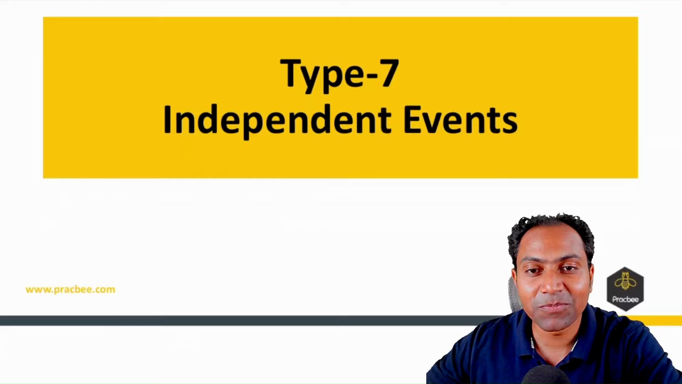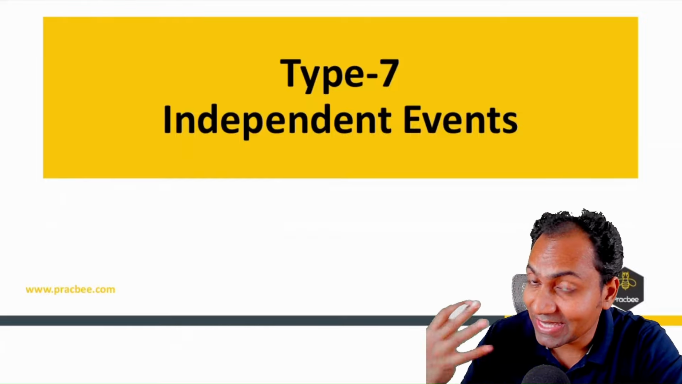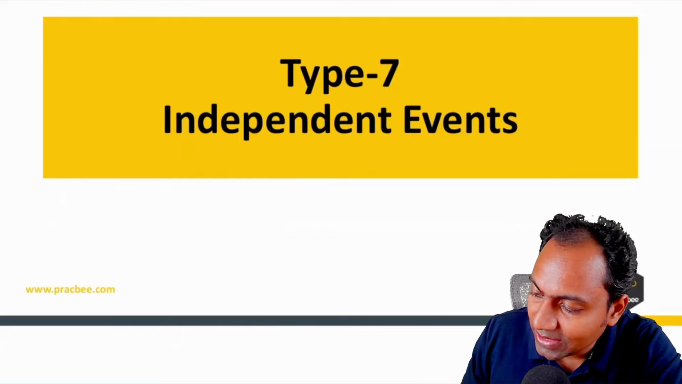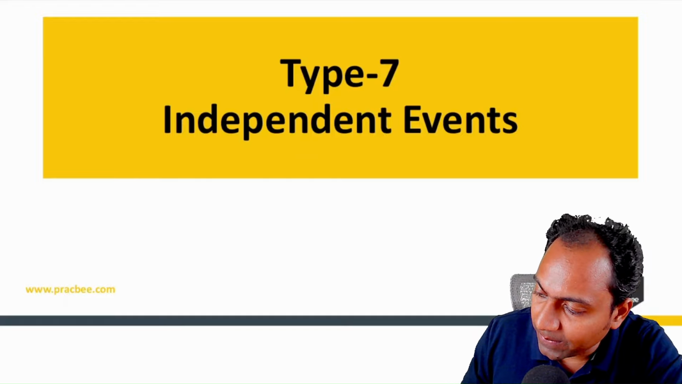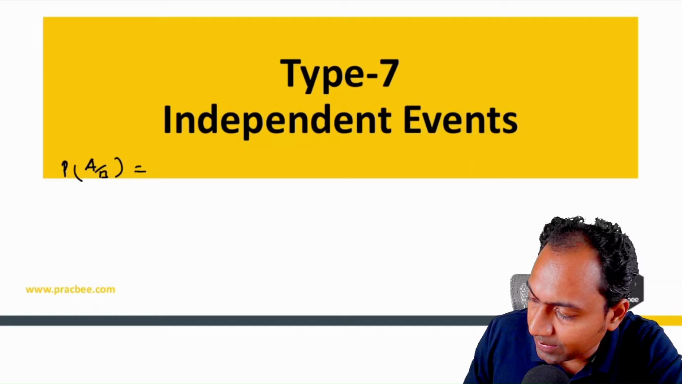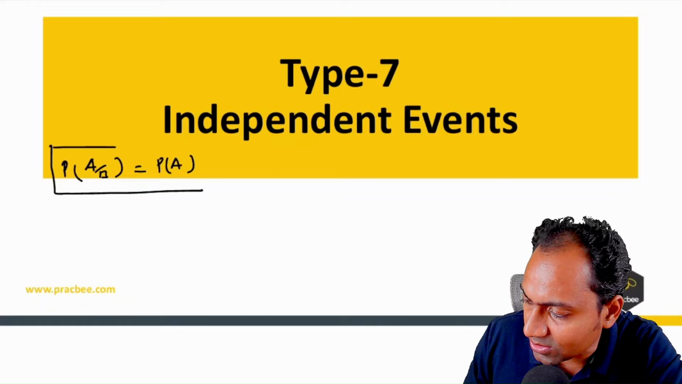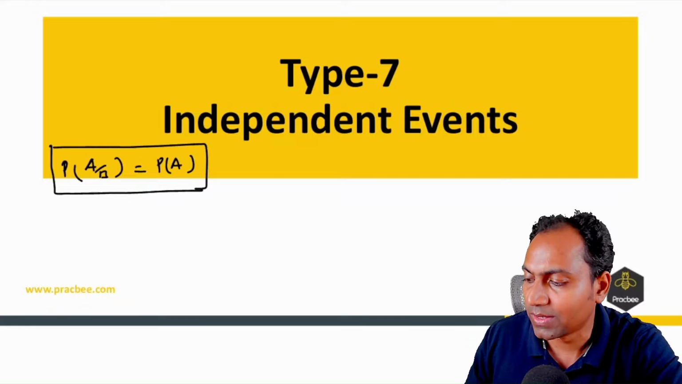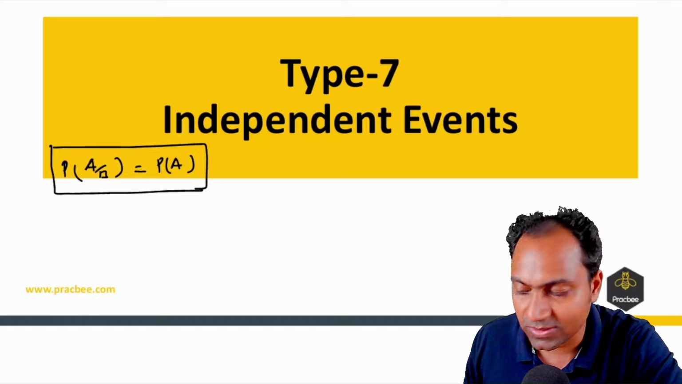Now in this type 7 problem based on independent events, the basic thing that we need to know as a student is that two events are going to be independent when P of A by B will be equal to P of A. So there is no impact of B over A, and that is the reason the probability of A when B has already happened is equal to P of A. This is the true meaning of independent events.